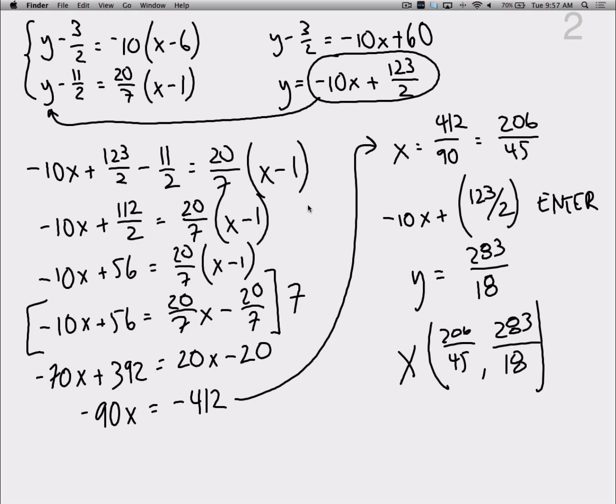Be careful when you get to this step. Some people want to then multiply this by 14, which is fine. Just be careful what you multiply by 14. I prefer to wait until you've distributed this so there's no parentheses before you multiply by a number.